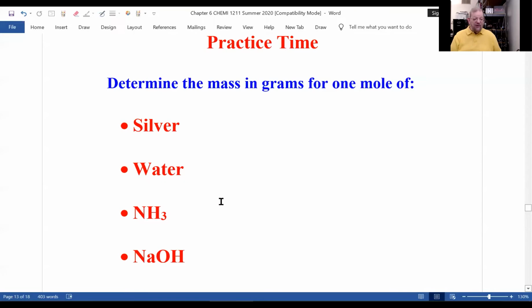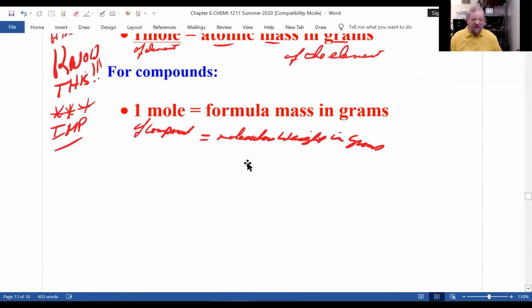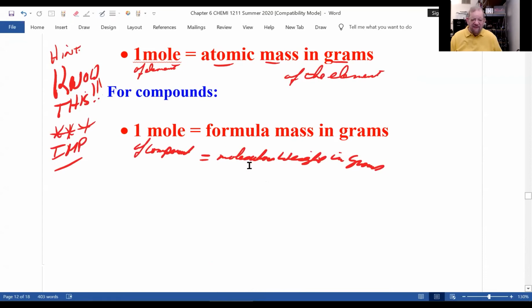Now, how do you do a mole of water? If I asked you to go to the lab or go to your kitchen, if you had a balance in your kitchen, and bring me a mole of water, what do you do? Well, you remember that one mole of a compound equals the molecular weight of a compound, and the molecular weight of a compound will be given to you.